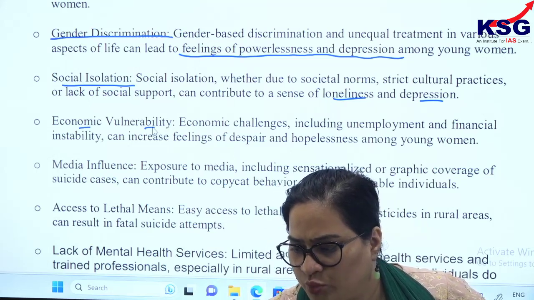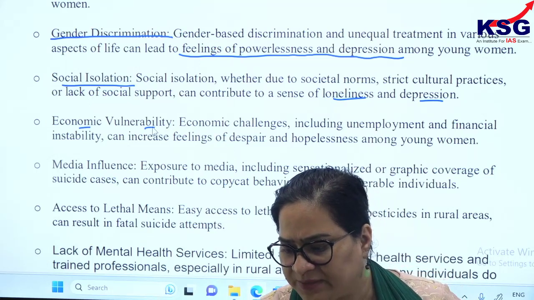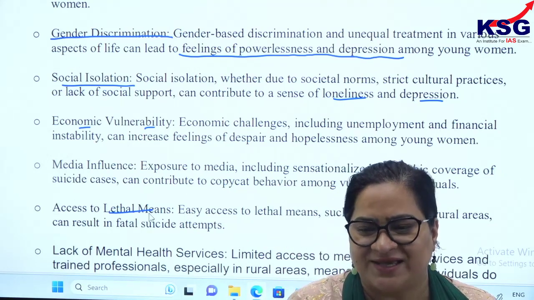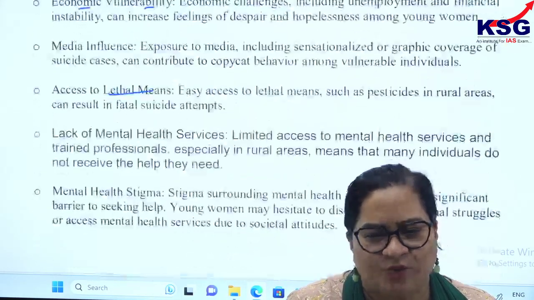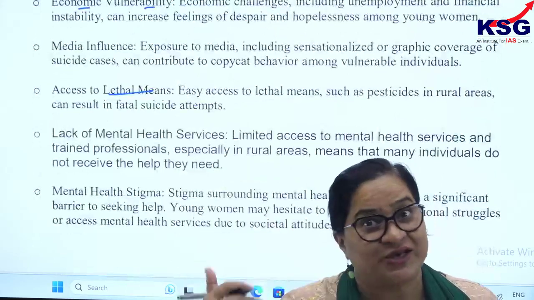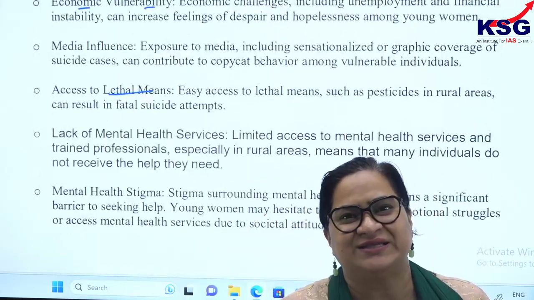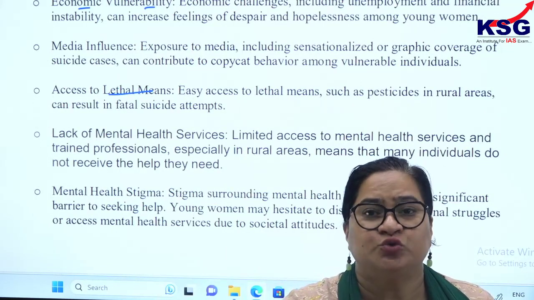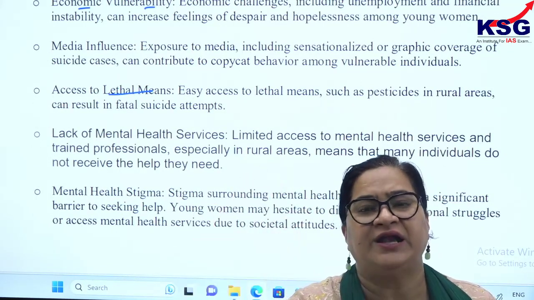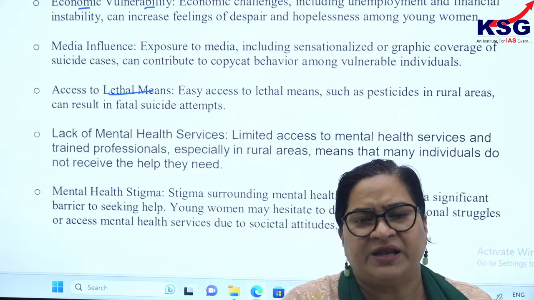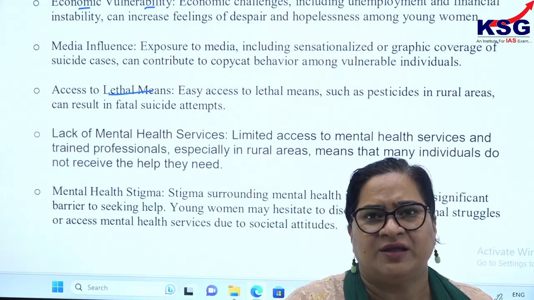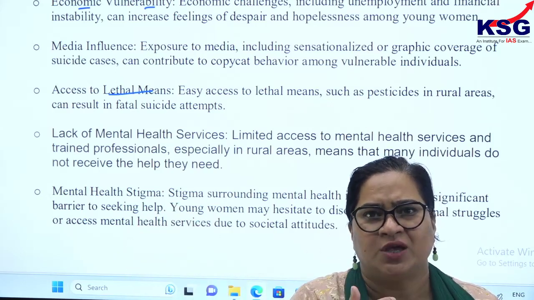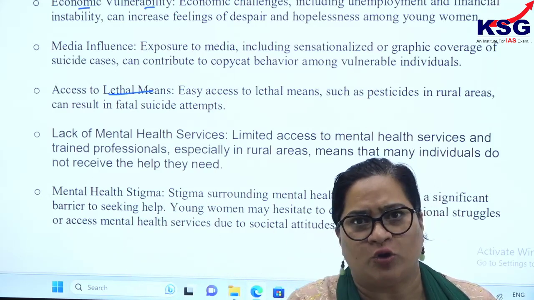Okay, now with respect to this given subsegment, we can further talk about access to lethal means. I have kept it as one of the lower points, not just the last point, because the last point also should be significant enough, but somewhere towards the lower side. Why? Because in rural areas, if you see the trend of committing suicide, women have access to rat poison and various other local interventions which can be consumed and which can cause death.